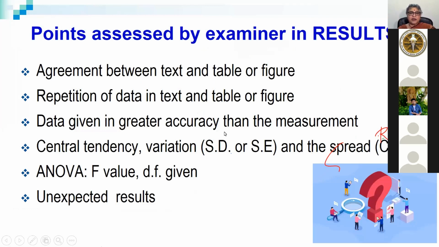Again, try not to repeat. Then data given in greater accuracy than the measurement. Central tendency variation, you have to mention whether you are, say, doing standard deviation or standard error or what it is. And if you are doing ANOVA, they will expect you to give F value. And if you are mentioning unexpected results.